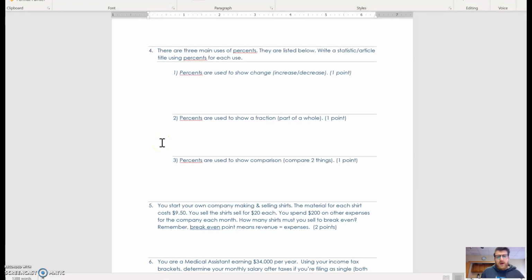All right, on to the next page. So we're looking at percents and the three different uses. It says to write a statistic or article title using percents for each use. So percents are used to show change. I'm making these numbers up, obviously, as you should do as well in this case.